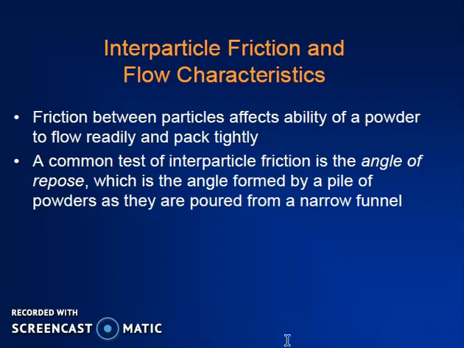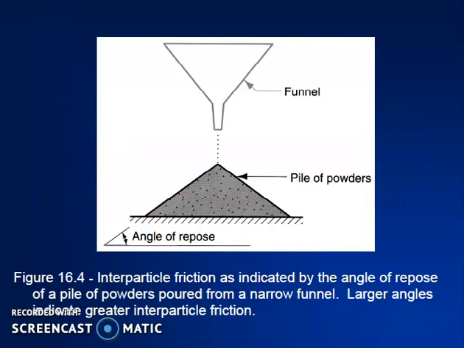So when you pour the powder through a narrow funnel, how the particles get stacked below that funnel decides the angle formed by the piles. This is the indication of that angle formed below the funnel. So interparticle friction is indicated by the angle of repose of the pile of powder poured from the narrow funnel. A larger angle indicates greater interparticle friction.